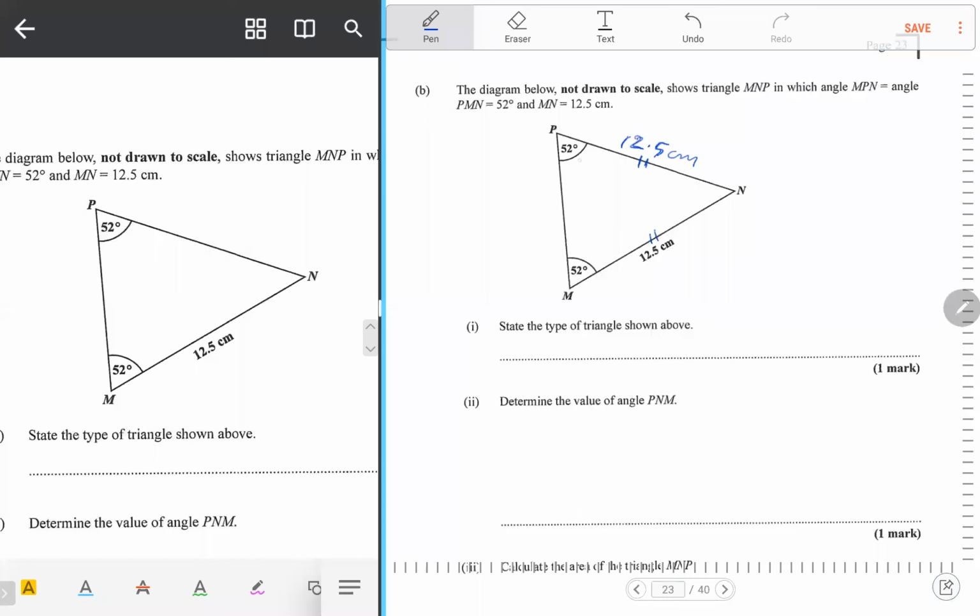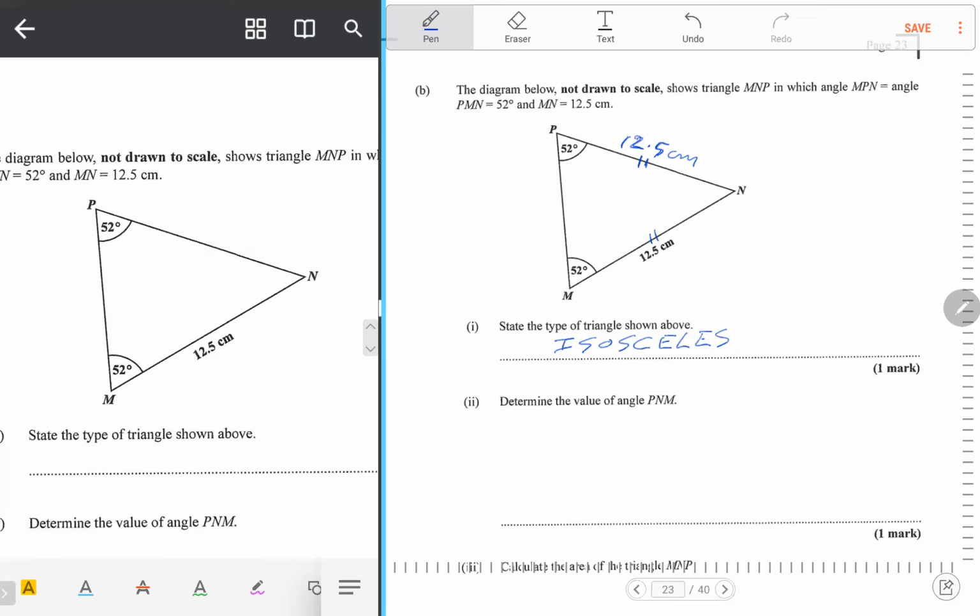Once these two angles are equal, then the side opposite this angle must equal the side opposite this angle. All right? Because the two angles are equal. That's how it works. So I want us now to state the type of triangle. It's an isosceles triangle. One mark for writing the word isosceles.